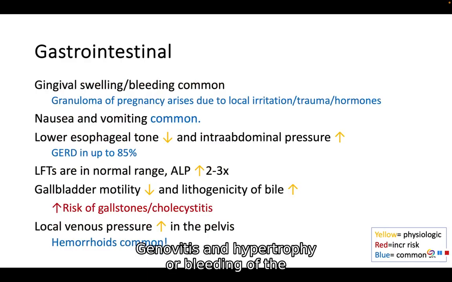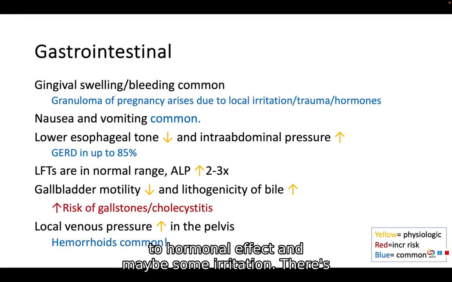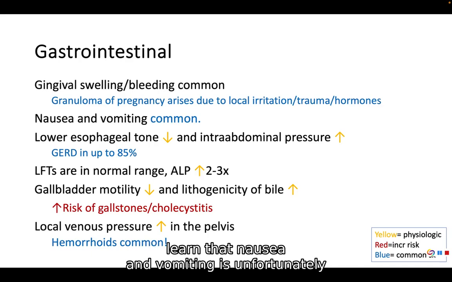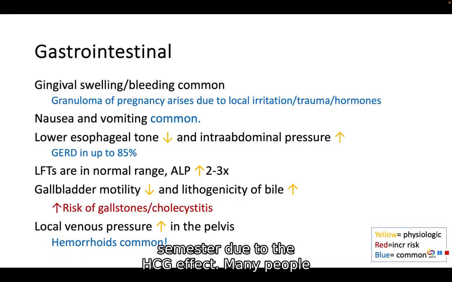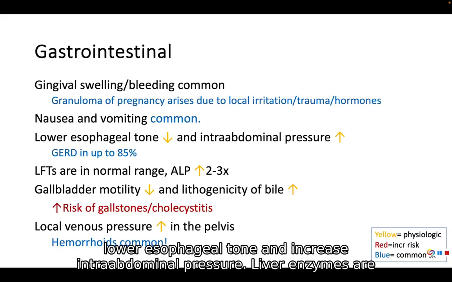Gingivitis and hypertrophy or a bleeding of the gums called a granuloma is common, likely due to hormonal effect and maybe some irritation. There's a photo of this later on. You will also learn that nausea and vomiting is unfortunately very common in pregnancy, especially in the first trimester due to the HCG effect.